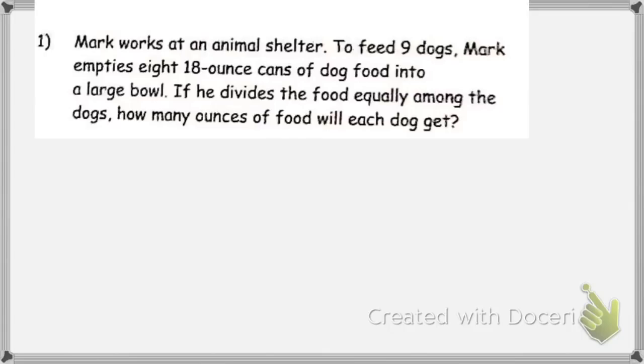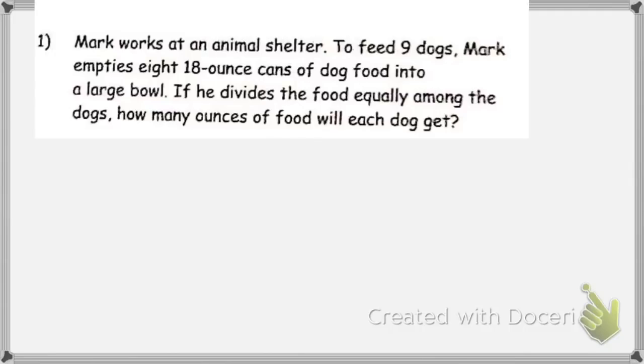Okay. Next sentence, from the beginning of the sentence to the comma. If he divides the food equally among the dogs, he's going to take that huge bowl and divide it among the dogs. I know there are 9 dogs, so he has to divide it among those 9 dogs. The question they want to know: how many ounces will each dog get?